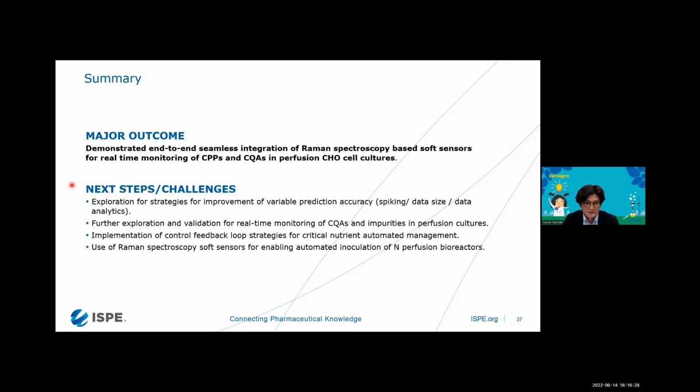And as a next step and as a challenge, exploration of strategies for improvement of variable prediction accuracy, such as spiking the target molecule, increasing the data size, or developing a data analysis technique. And next, further exploration and validation for real-time monitoring of CQAs and impurities in perfusion culture. And implementation of a feedback control loop strategy for automated critical nutrient management, and use of the Raman spectroscopy soft sensor for enabling automated integration of the N-perfusion bioreactor.